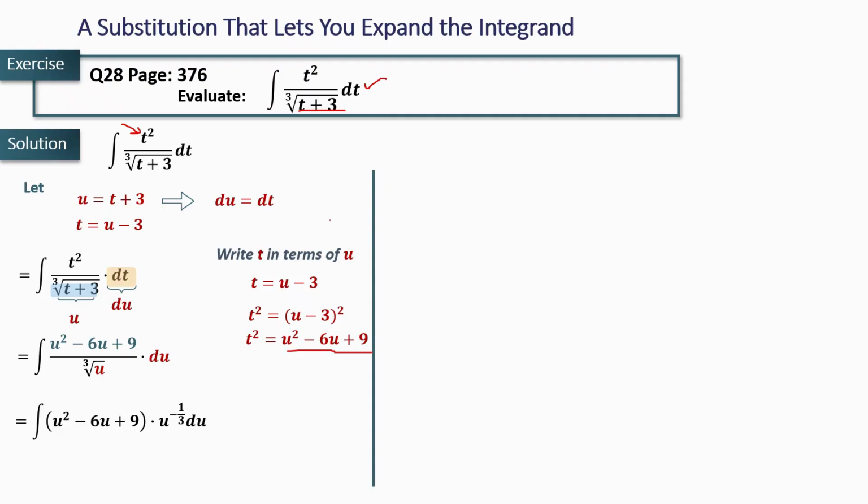Now let's individually simplify, open the bracket, because cube root of u is u power 1 by 3. When it goes to the numerator, it becomes u power negative 1 by 3. When you open the bracket, you have to add the powers. 2 plus negative 1 by 3 is 5 by 3. Then 1 plus negative 1 by 3 is 2 by 3. And 9 u power negative 1 by 3, because 9 is a constant, so you'll multiply just like that.